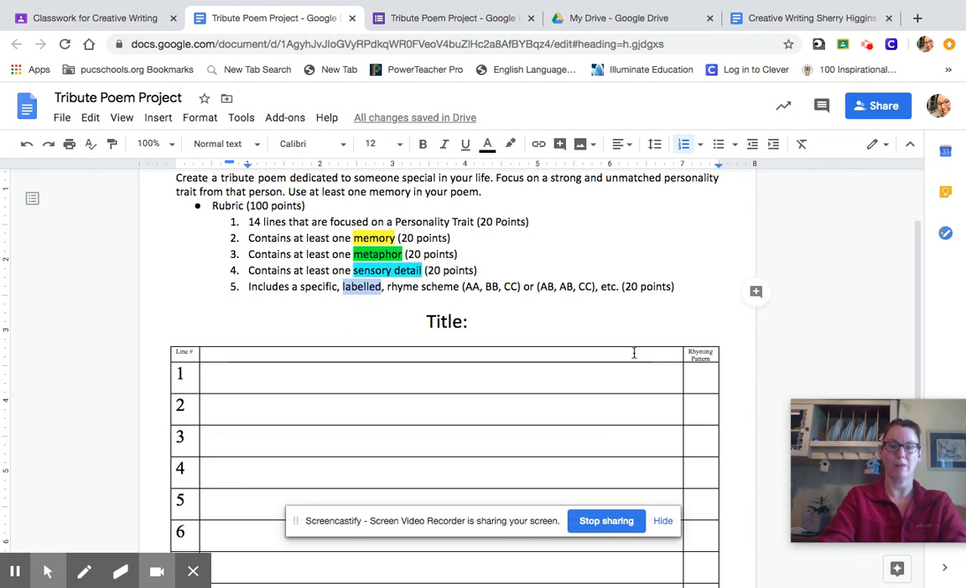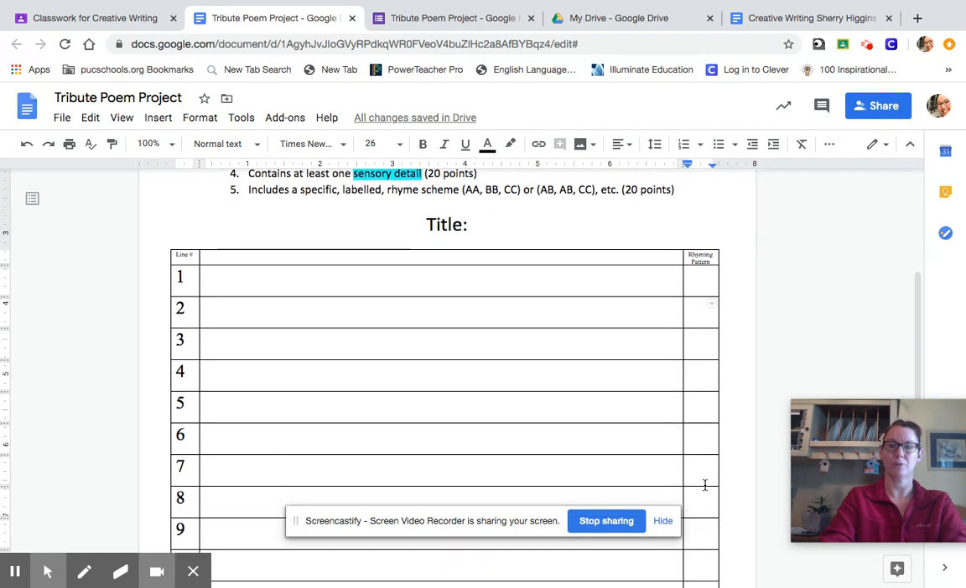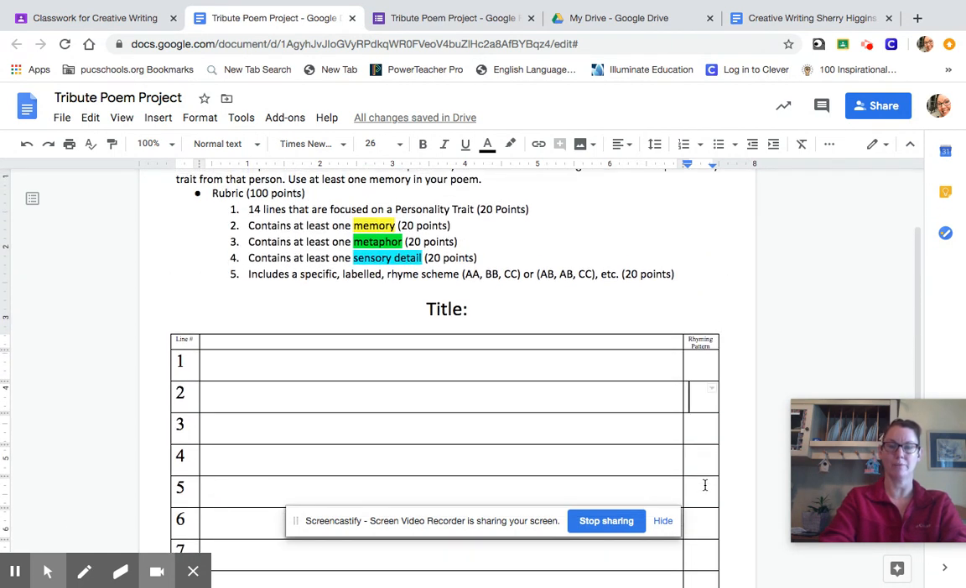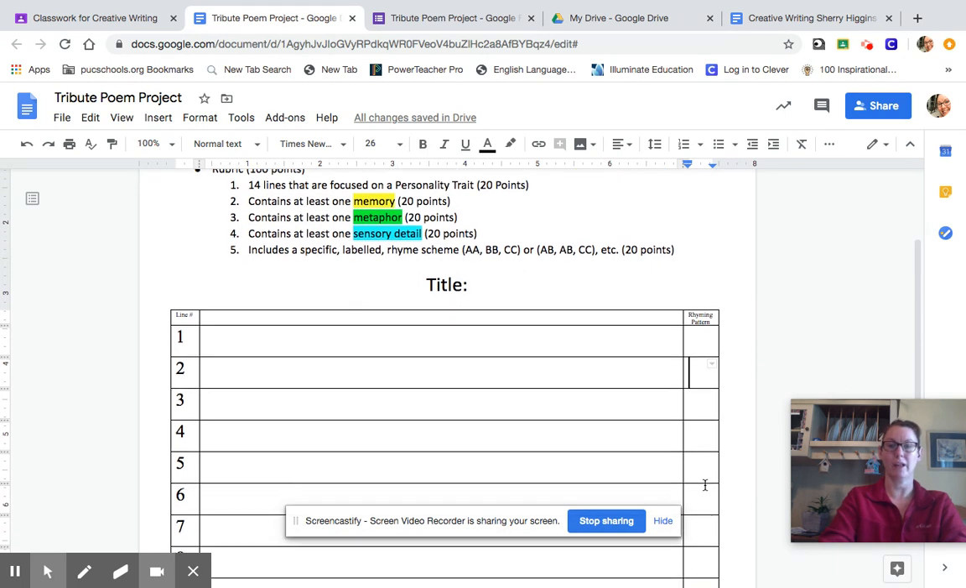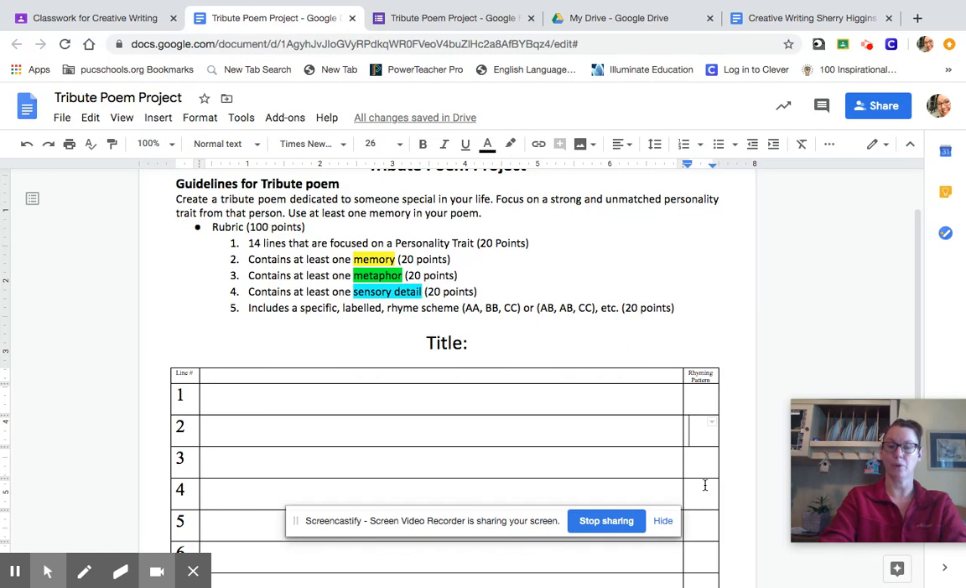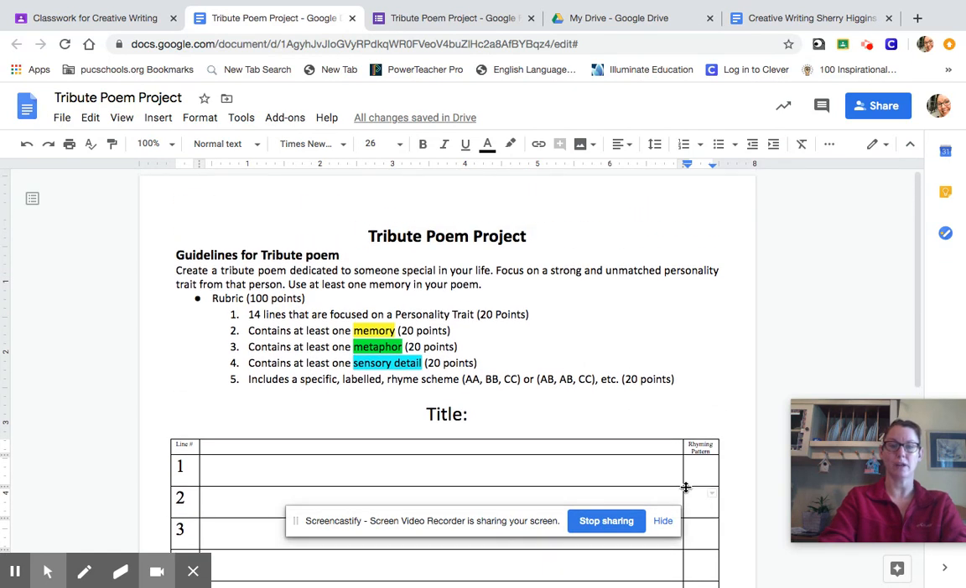And the way that you label your rhyming pattern is you put those letters here. It says rhyming pattern, so there should be a letter in each of these to show that your poem rhymes and to show that you understand how to label a rhyming pattern. So this is worth 100 points. It is due on Sunday before midnight. I'm really excited to read your poems. You're going to do great.